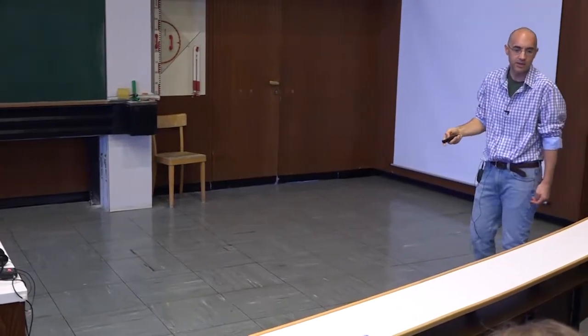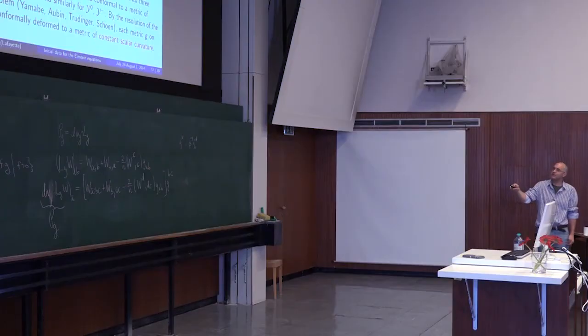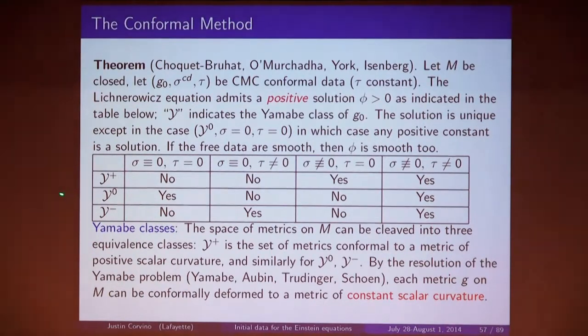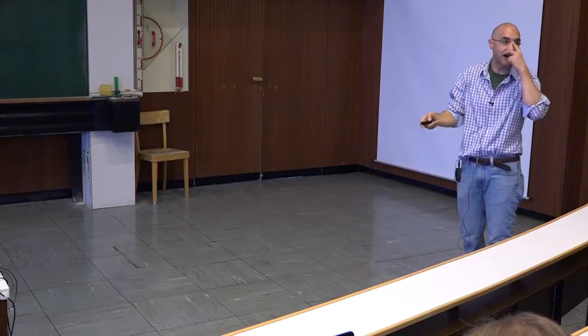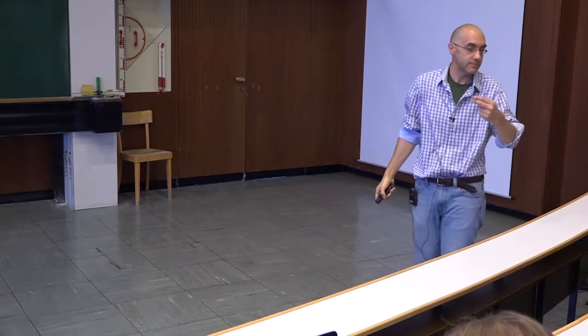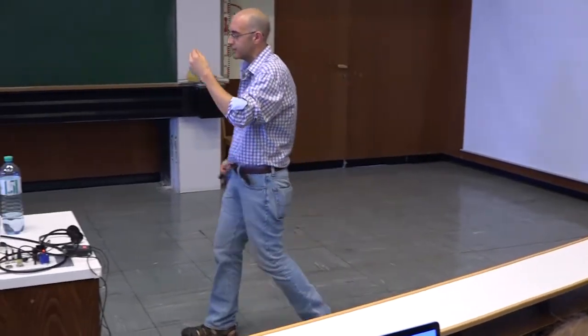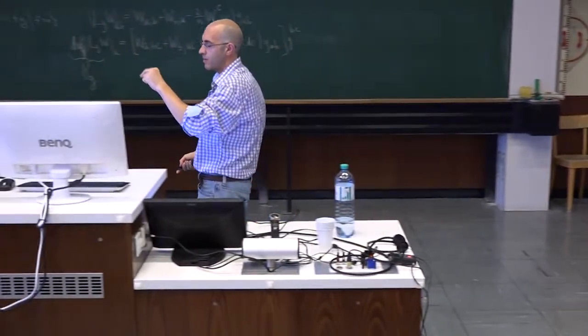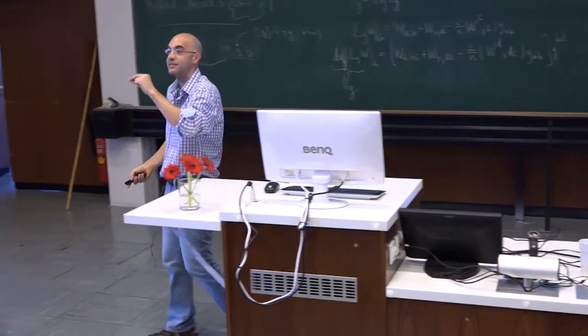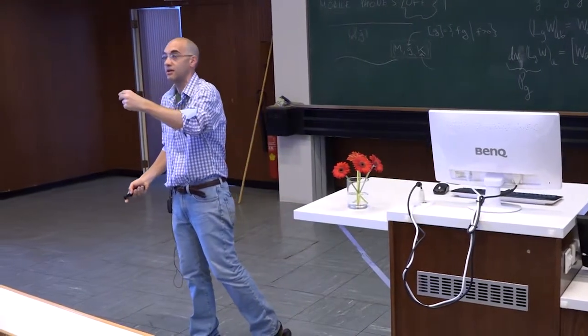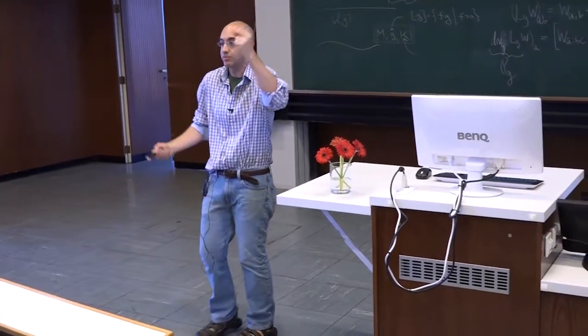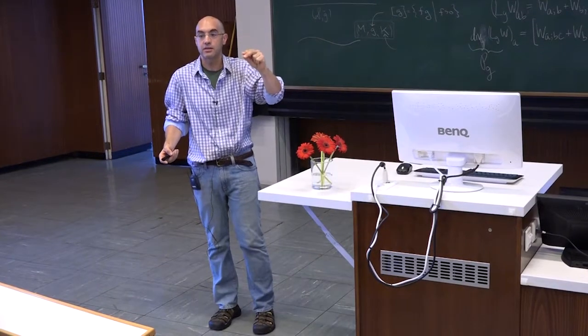And depending on which case you're in and which Yamabe class you're in, you can solve or not the Lichnerowicz equation. So the space of metrics can be cleaved into classes, sort of equivalence classes. You look at your metric and you ask if some metric conformal to you has positive scalar curvature, 0 scalar curvature, or negative scalar curvature. And it turns out that's an equivalence relation. So I said earlier, on the last slide, that you can sometimes pick a nice conformal representative. You might pick one for which the scalar curvature has a sign. Okay, so the theorem is that you can always do that.